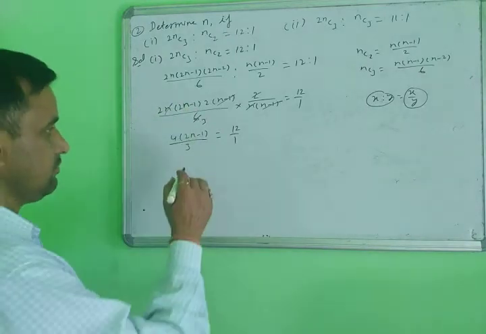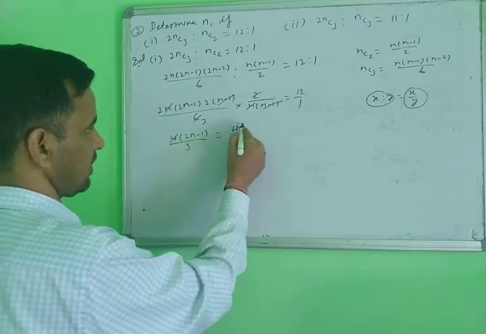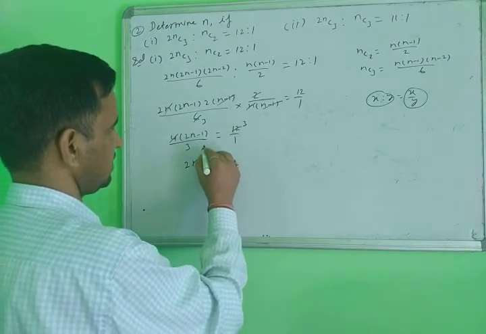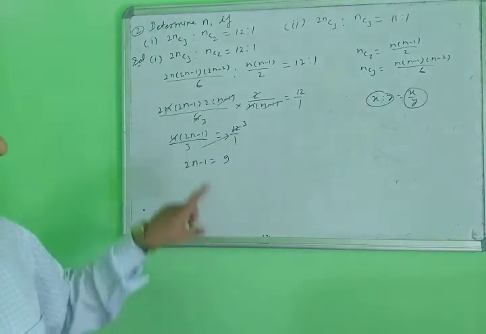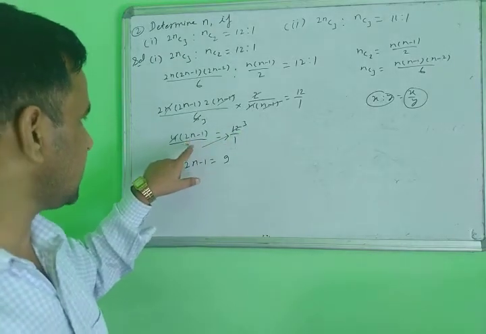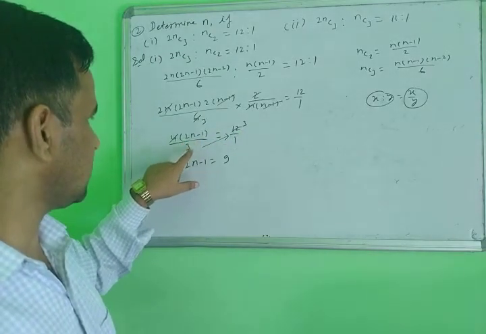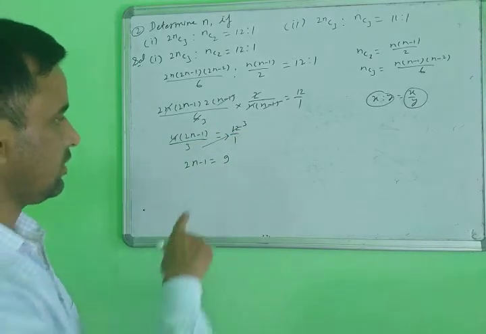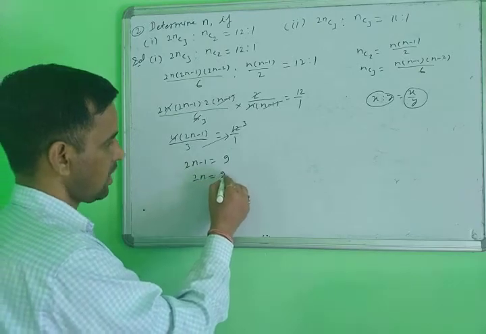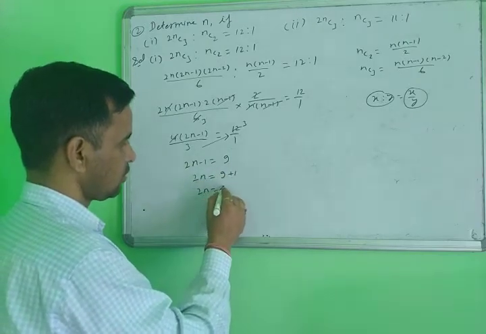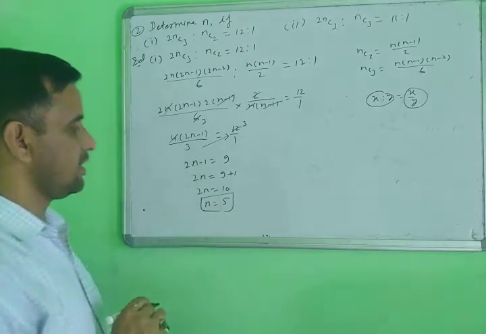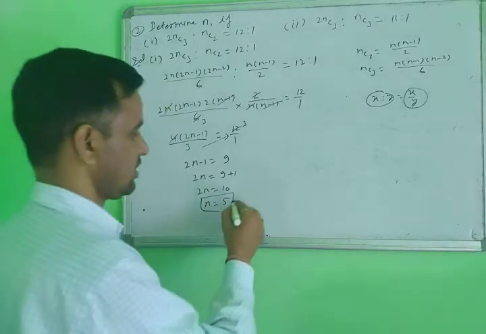Then cross multiply: 4 times 3 is 12. Then you are left with 2n minus 1 equal to 3 times 3, which is 9. This will be cross multiplication. 4 times 3 is 12, then this will cancel. 2n minus 1 equals 3 times 3, which is 9. So this is 9. Transposing minus 1 to the right side, 2n equals 9 plus 1, so 2n equals 10, and n equals 5. The value of n in the first part is 5. This is your answer.